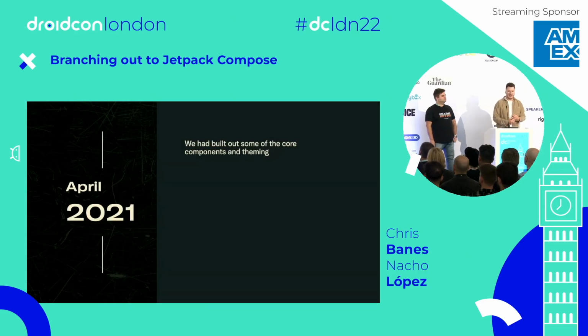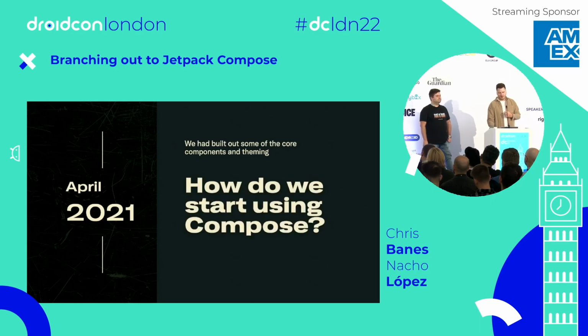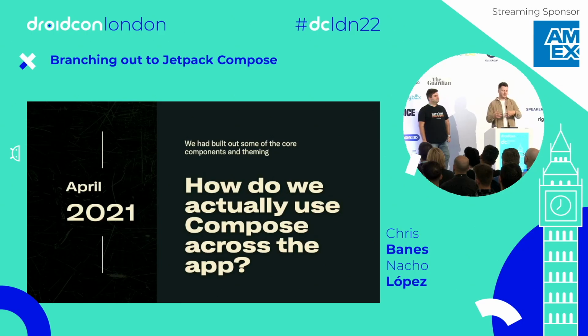So fast forward now to April last year, and Compose was just about to hit 1.0. Now we had implemented most of our theming and base infra. And so now we started thinking about how do we actually start using Compose in apps? Well, it went from how do we start using Compose to how do we actually start shipping this and letting feature teams use it.